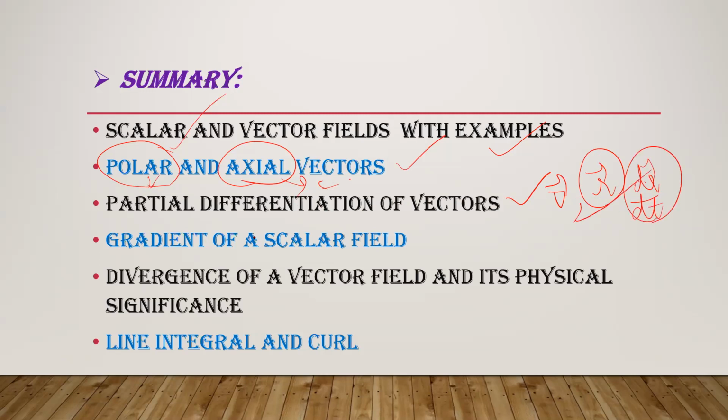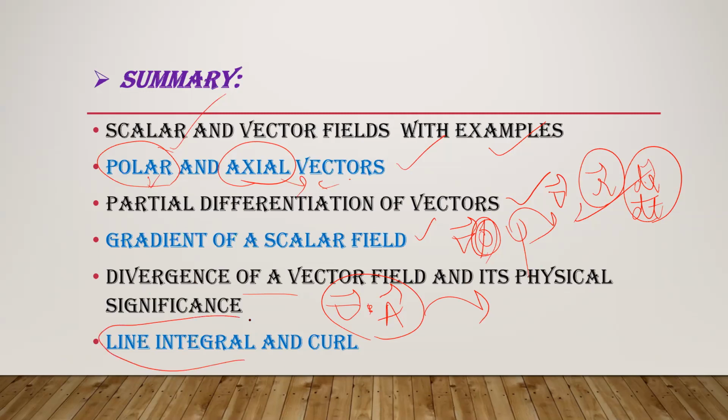The gradient of a scalar field we have learned, that is grad phi. Gradient will be only for scalar fields, phi or psi. And we associate a scalar field with a vector field. The divergence of a vector field and its physical significance we have learned. What is divergence? Del dot A bar, where A bar is a vector field. Now we can understand the significance here: whether it is a steady flow, or whether it is increasing or decreasing, or it's an incompressible fluid. We can understand these properties by calculating the divergence of a vector field. Now line integral and curl.